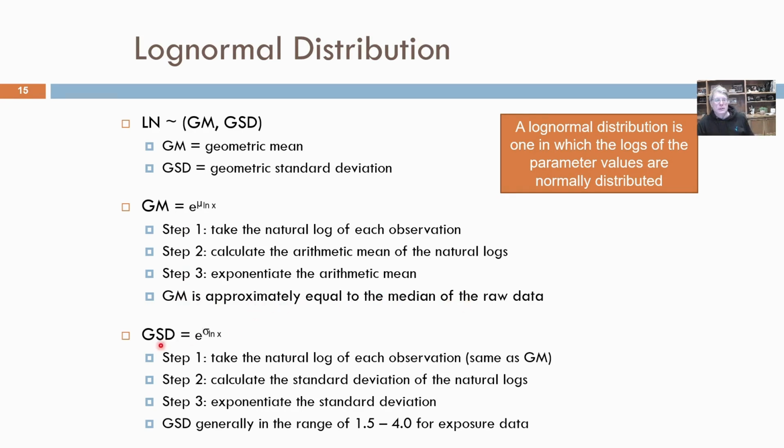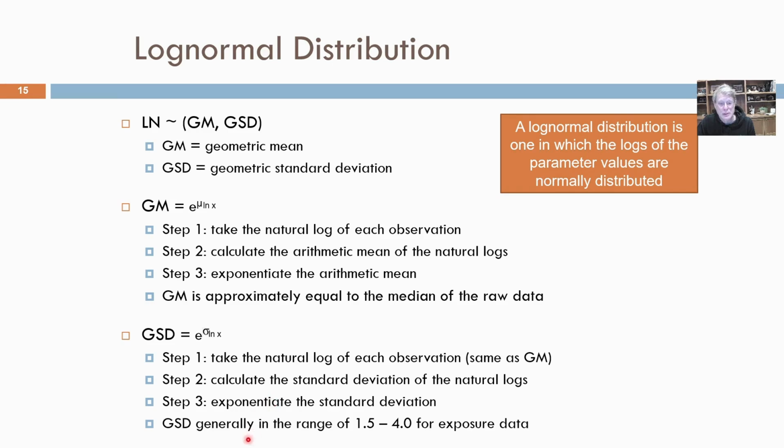The GSD, or geometric standard deviation, is calculated in a similar manner. Again, you start by taking the natural log of each observation. You calculate the standard deviation of those logs, and then exponentiate that standard deviation of the logs.